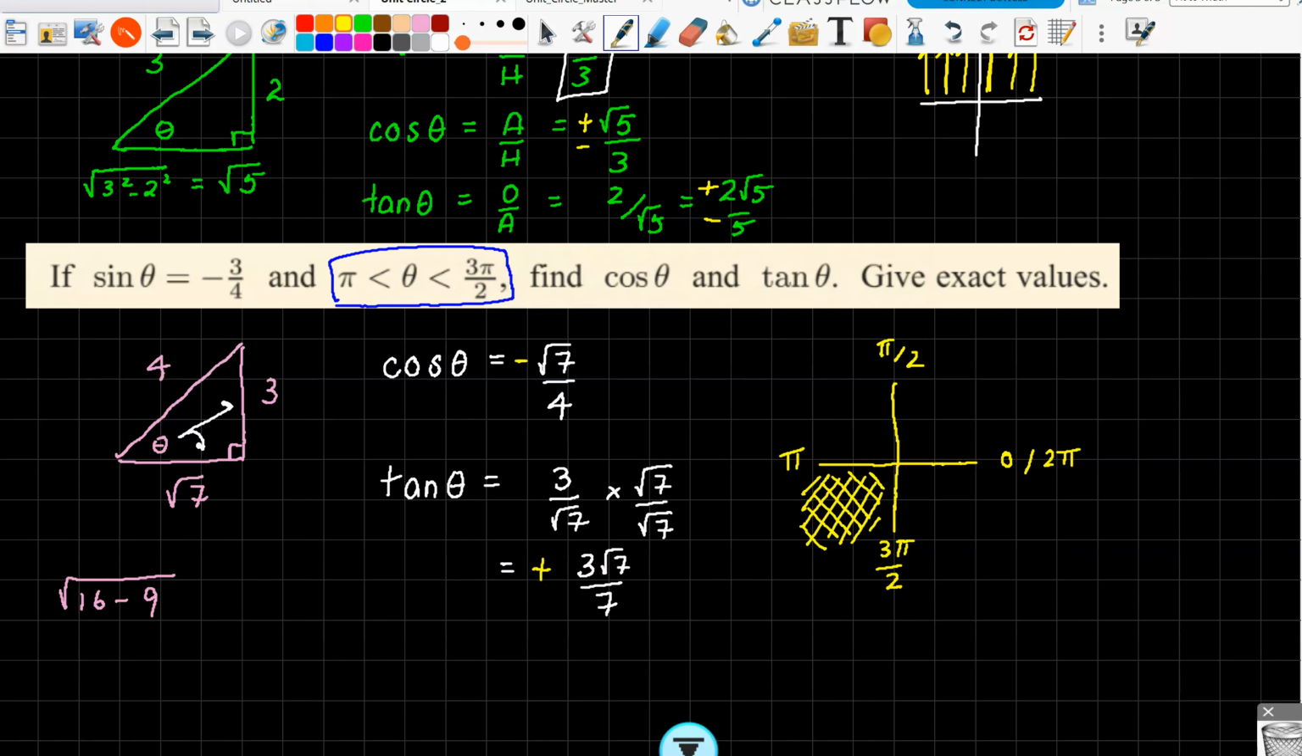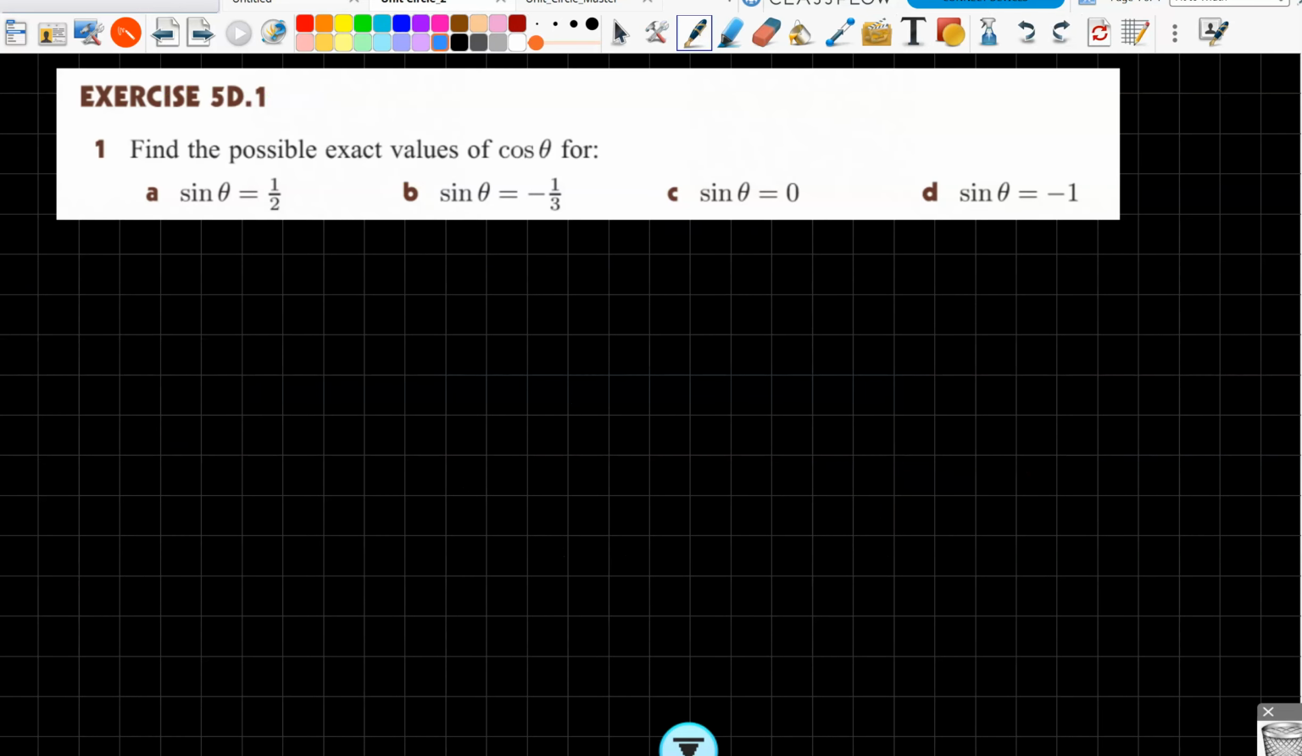Let's try another one. So you know the drill. You don't have to listen to this if you know what's going on. So find the possible exact values of cos theta for these. By all means, feel free to use sine squared plus cosine squared, but I'm going with the triangle. We actually did this in class the other day, but it just proves a point.